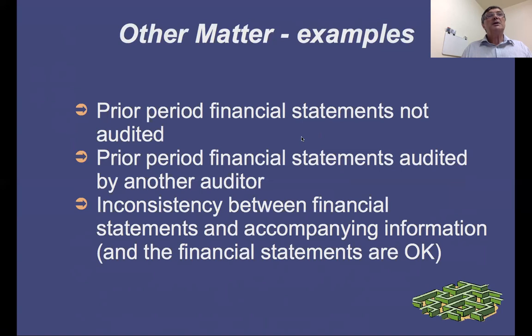And another matter is where we have an inconsistency between the financial statements and the accompanying information, and the financial statements are okay. The financial statements are right. There's something wrong with the accompanying information. Now, we don't audit the accompanying information. It's not going to affect our opinion. But should we tell the readers? Well, we probably should. We've noticed this.